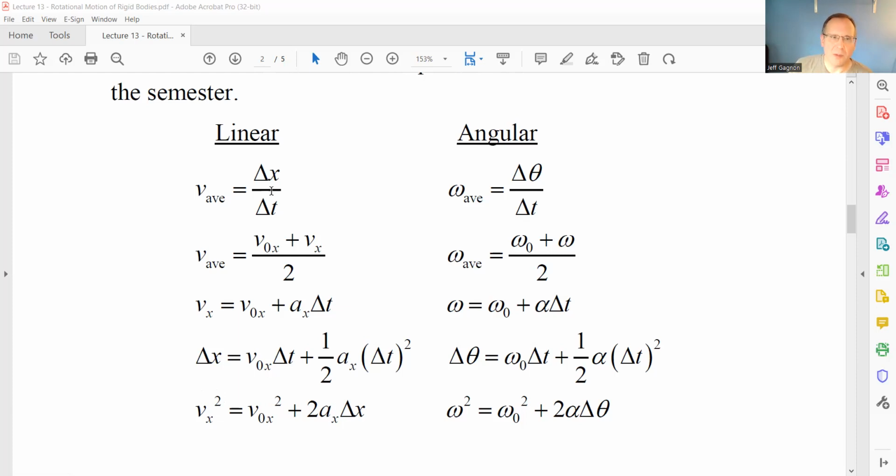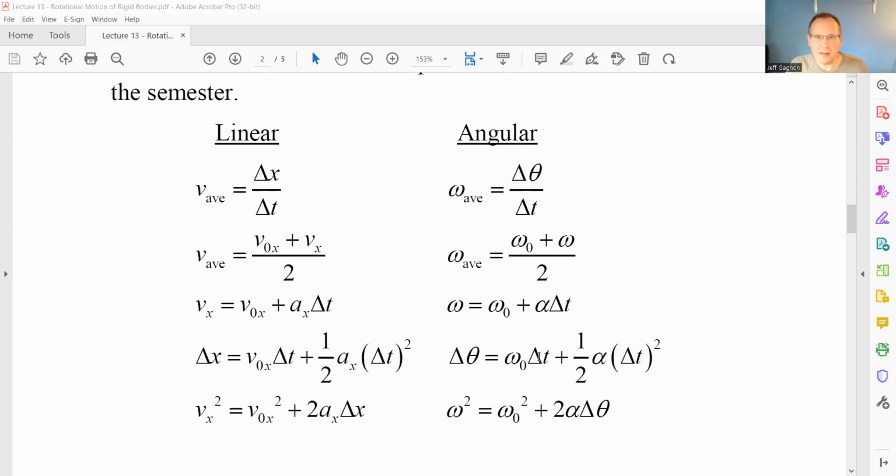Basically what we're doing is we're replacing the velocity v by omega, the angular velocity. We're replacing x by theta, the linear position is replaced by the angular position. Again, v by omega, so linear velocity by angular velocity. And then the other replacement is the linear acceleration, ax, would be replaced by alpha, the angular acceleration. And notice that these equations look exactly the same.